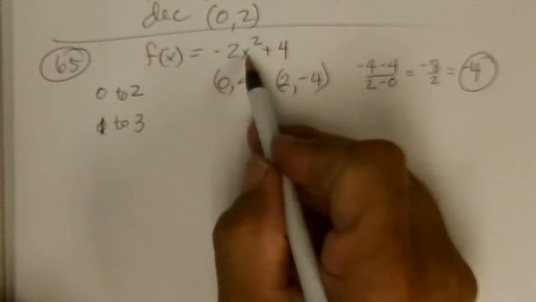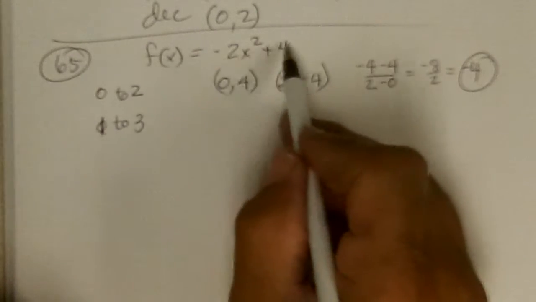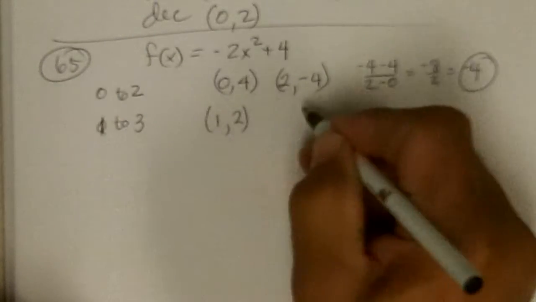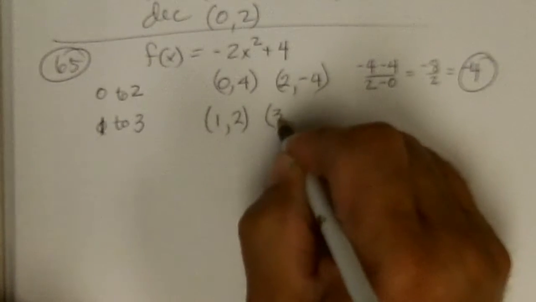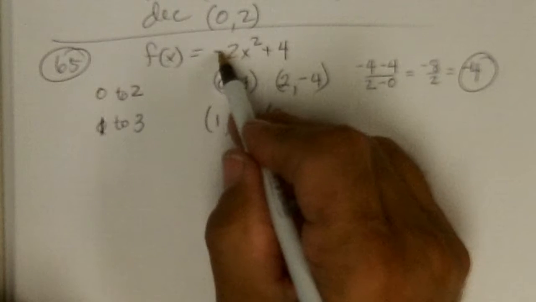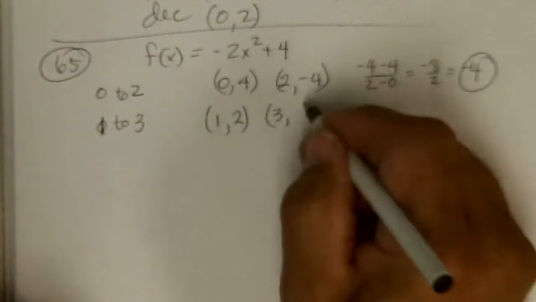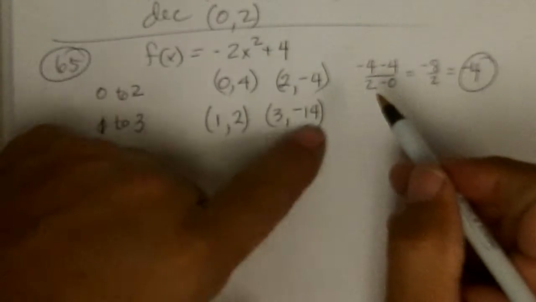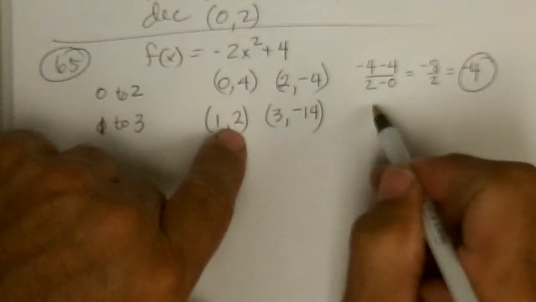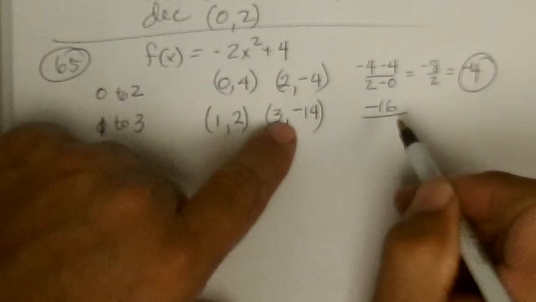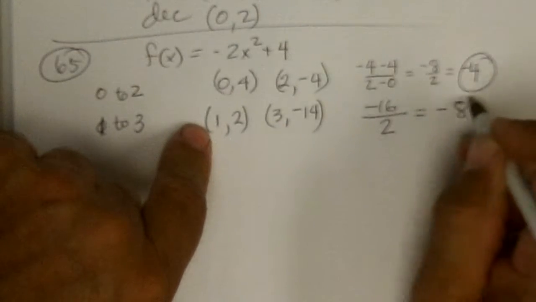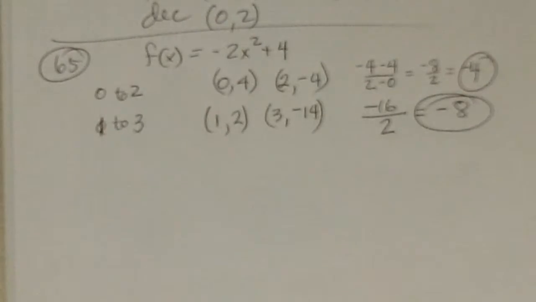So now we'll put in 1. That's minus 2 plus 4 is 2. We'll put in 3. 9, negative 18 plus 4 is negative 14. And the slope is negative 14 minus 2, negative 16, over 3 minus 1, 2, which is negative 8. The average rate of change.